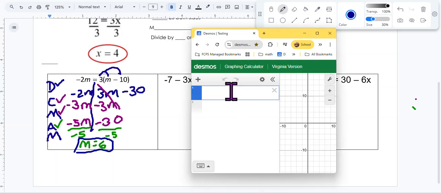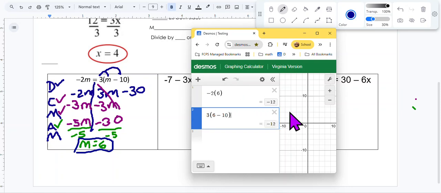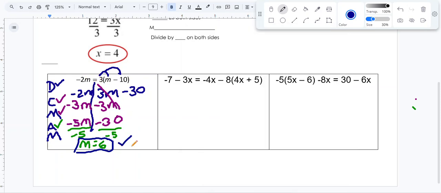So I'm going to type in my left side of my equation. I see negative 2, and instead of m, I'm going to plug in 6 with parentheses. Now, my next line, I'm going to plug in my right side. So I'm going to put 3 parentheses, but instead of m, I'm going to plug in 6, and then minus 10, close parentheses. And you see how these two equal each other? They equal each other, and that's what we wanted to do. We wanted them to equal each other. This side equals that side, so we know we got this one right.